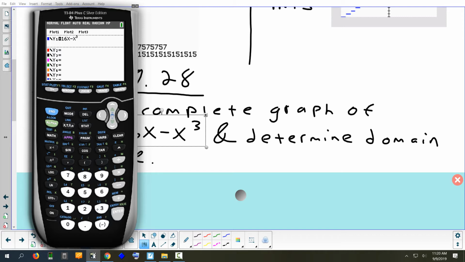X cubed. Okay, I'm going to do zoom 6. Let's see what we got. Okay, do you think that's a good window? No. It's turning, but it's off the screen. So if the turn is off the screen, that's important. You need to include that in the window.